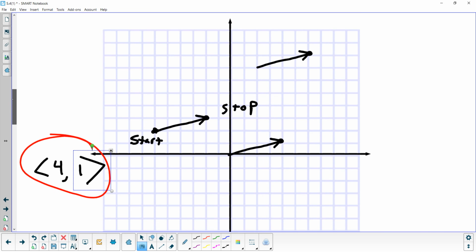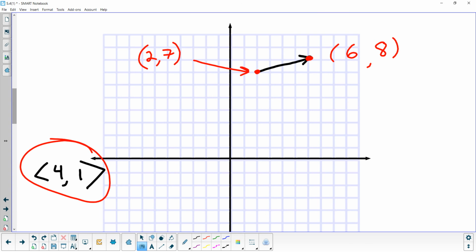Now, let's look at this one up here. The coordinates of that are 2, and what is it? 1, 2, 3, 4, 5, 6, 7. 2, 7. And the coordinates of this are, let's see, 1, 2, 3, 4, 5, 6. And 1, 2, 3, 4, 5, 6, 7, 8. 6, 8. Let me erase these other ones.